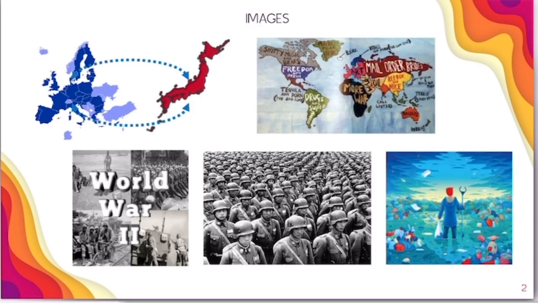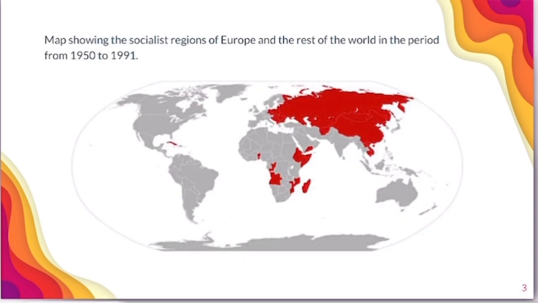First, we have some images about Europe and Japan, then some of World War II, and another one about how our world is today. In the next slide, we can see a map showing the socialist regions of Europe and the rest of the world in the period of 1950 to 1991. The ones that were socialist regions are marked in red.